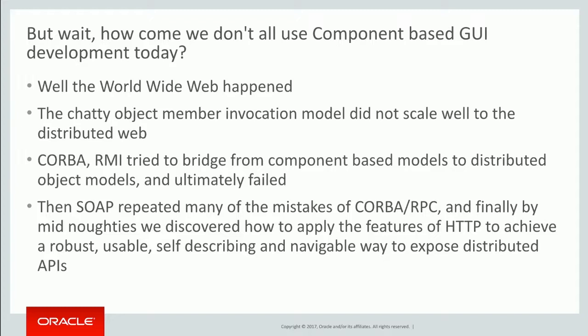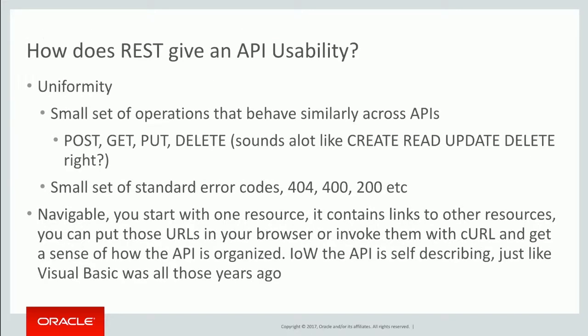And then, roughly around 2005, 2006, you had people like Twitter, Google, Facebook, and Oracle start to take notice of REST and how it could be a paradigm for how you could design a web API that was navigable, that was self-describing, that was easy to use and to understand. So how does REST give us usability?